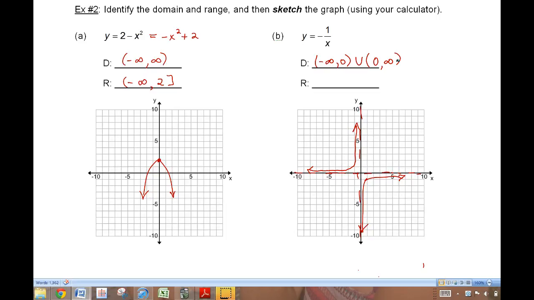Now look at the range. So this part points all the way down to negative infinity, to positive infinity. So it's actually going to be the same as the domain because it has a horizontal asymptote.